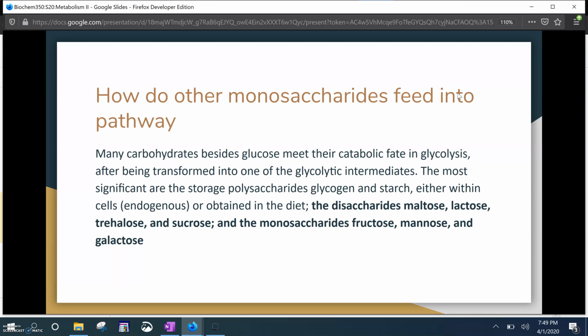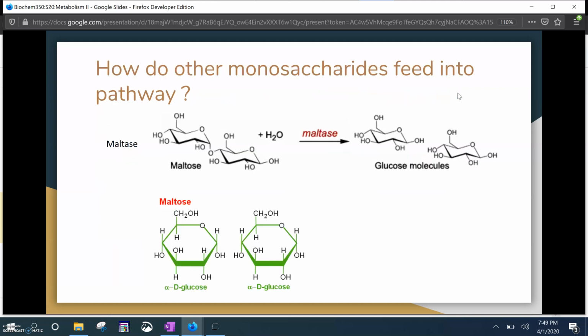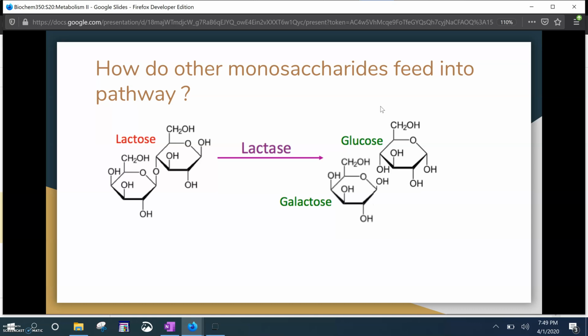All right, so far we've only talked about glucose, but obviously we don't just eat glucose. We eat all different kinds of carbohydrates and polysaccharides. So what happens to the rest of them? Well, we talked before about how the polysaccharides get broken down into the disaccharides, but then what happens to the disaccharides? Well, maltose has an enzyme called maltase that breaks it down into 2 glucose molecules. And then the glucose molecules can just go through glycolysis just like the regular glucose molecules.